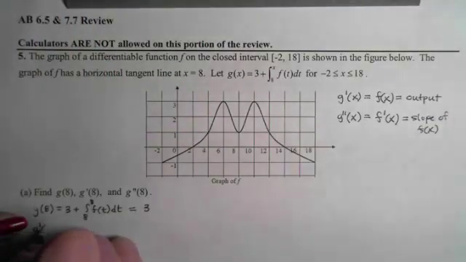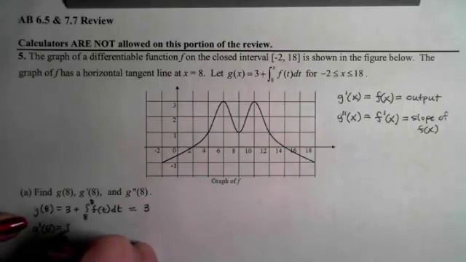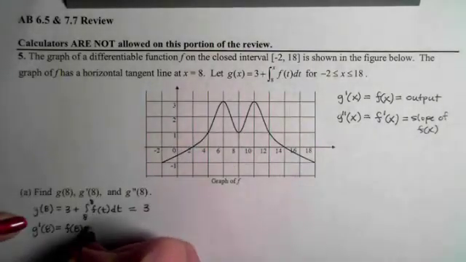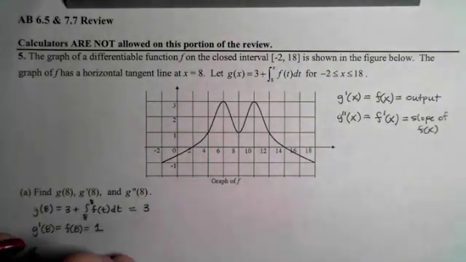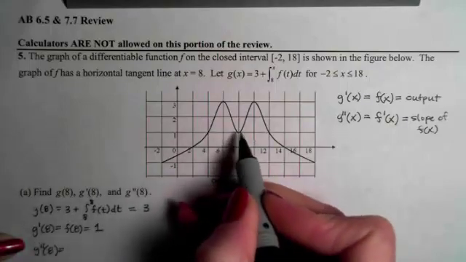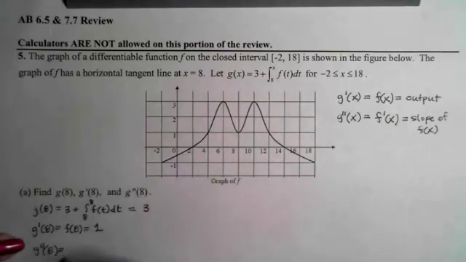So if we want g prime of 8, we're looking for f of 8, which is the output of this function when I plug 8 in, and I get a 1. If I want g double prime of 8, that means I'm asking for the slope of this picture at 8, and we can see that that is 0.